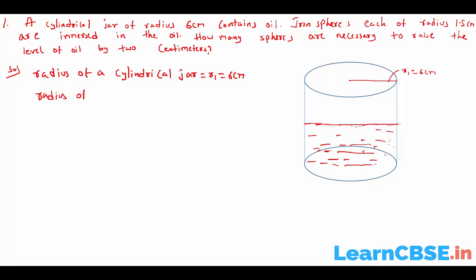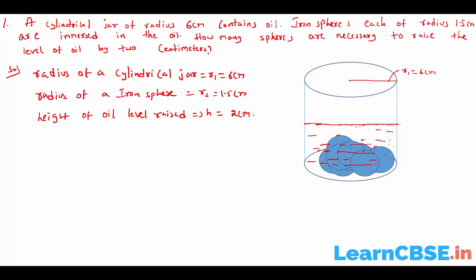A radius of each iron sphere, that equals r2 equals 1.5 centimeters. Now the height of the oil level raised equals h, that equals 2 centimeters. So whenever the spheres of radius r2 equals 1.5 centimeters drop, the oil is raised to a certain extent, which is 2 centimeters.